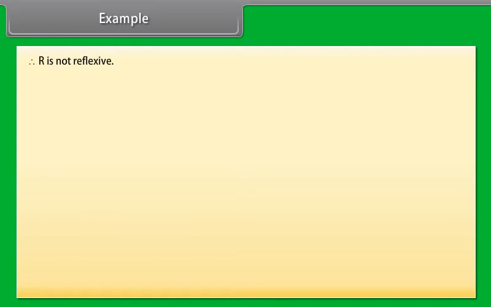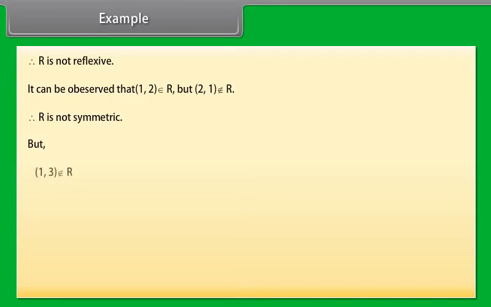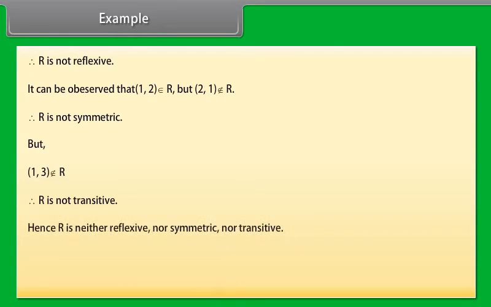Therefore, R is not reflexive. It can be observed that (1, 2) belongs to R, but (2, 1) does not belong to R. Therefore, R is not symmetric. But (1, 3) does not belong to R. Therefore, R is not transitive. Hence, R is neither reflexive nor symmetric nor transitive.